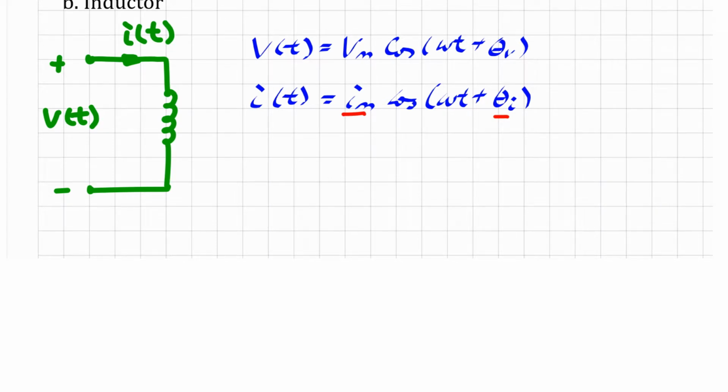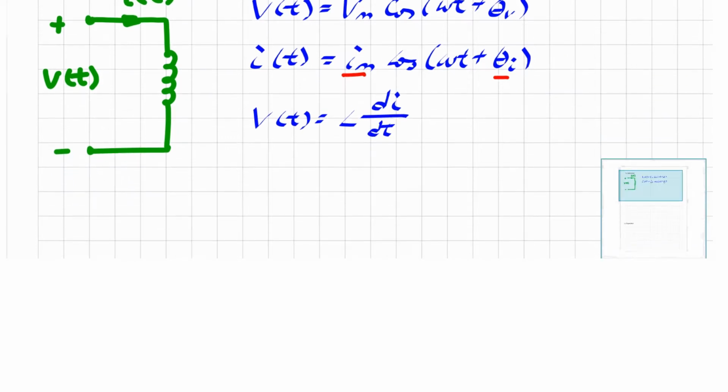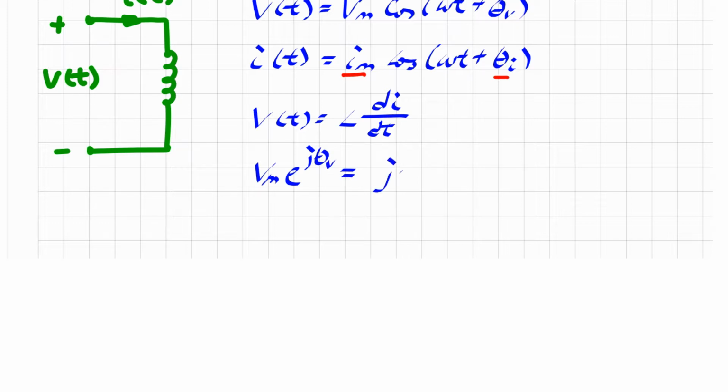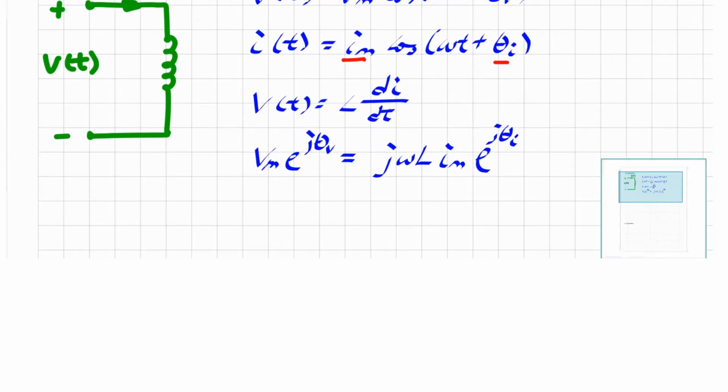Now, what we need to start with is the relation between V and I. And we remember the voltage is equal to L di/dt. That ends up with Vm e to the j theta V is equal to j omega L times the amplitude Im and e to the j theta I. Again, we ignore the e to the j omega t on both sides, or we cancel it out.